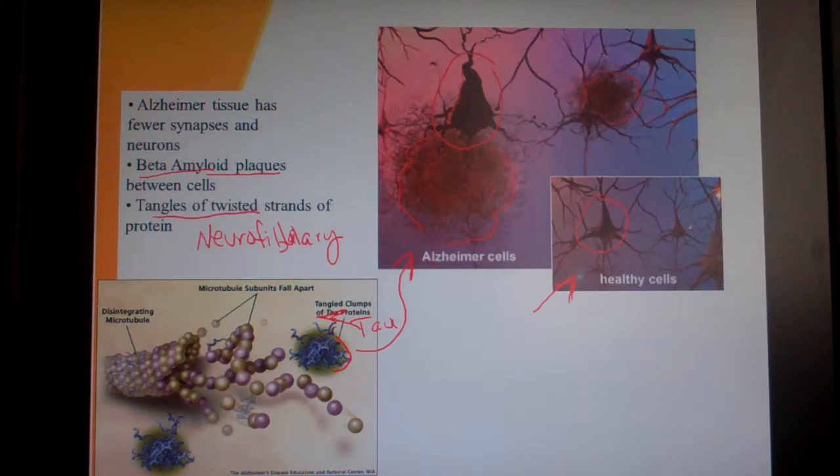And basically what's happening here is, if you look at this microtubule over here, it's healthy, but then all these little subunits of that start falling apart in little pieces, and then all you get after that is just a big old mess of that protein. So again, neurofibrillary tangles and beta amyloid plaques are highly pathognomonic of Alzheimer's disease.